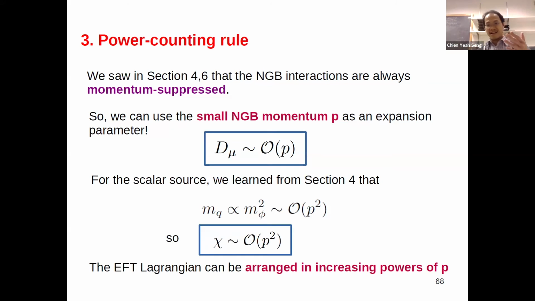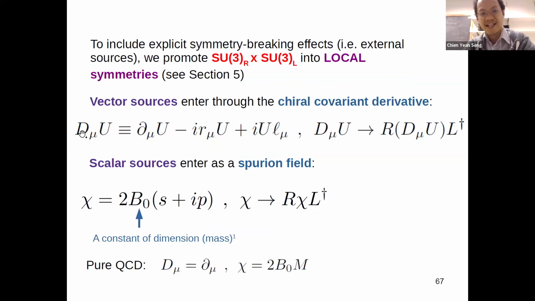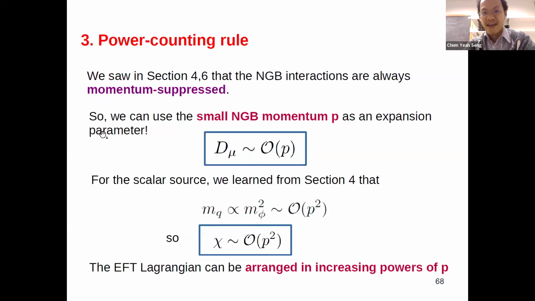We know that in space-time coordinates, the momentum is related to the derivative. Therefore, any derivative d mu of U will count as one order of the small momentum. So d mu counts as 1 power of P. And then of course the mass of the Nambu-Goldstone boson is the zero component of its momentum. Therefore, the mass of the Goldstone boson should also count as first order in P.